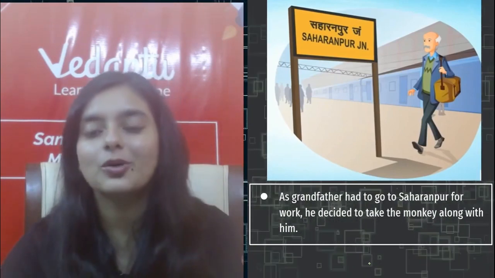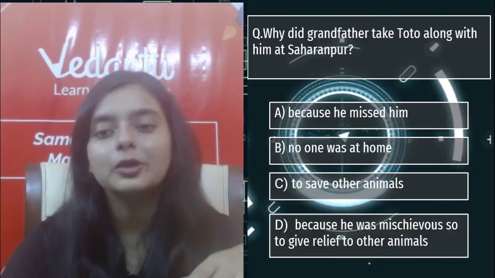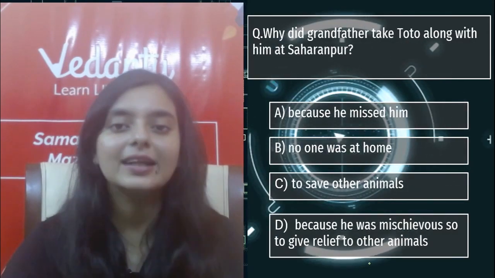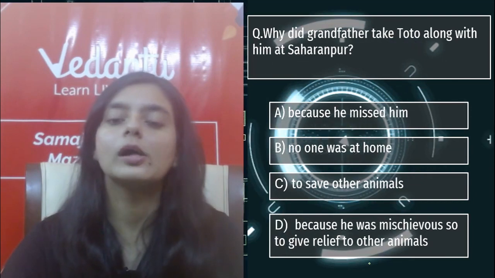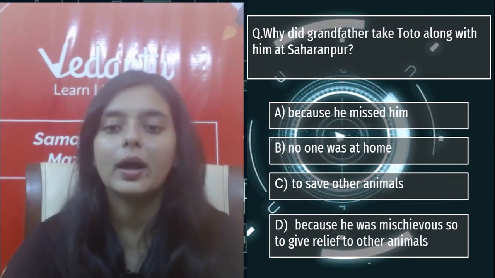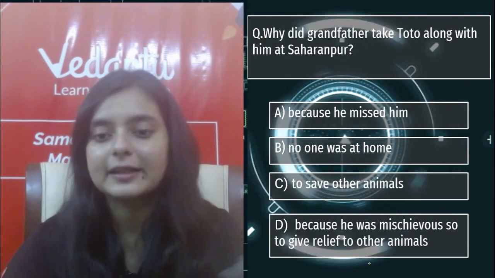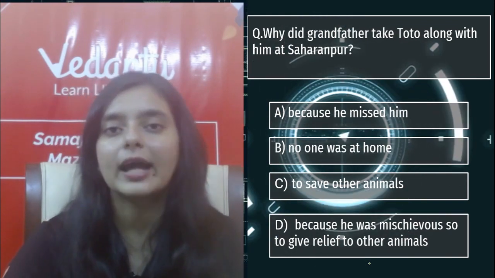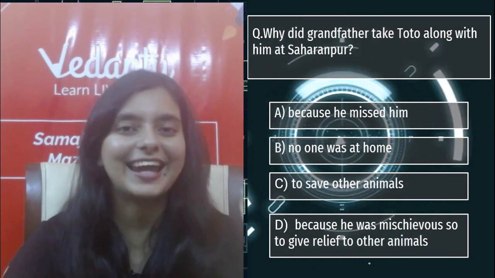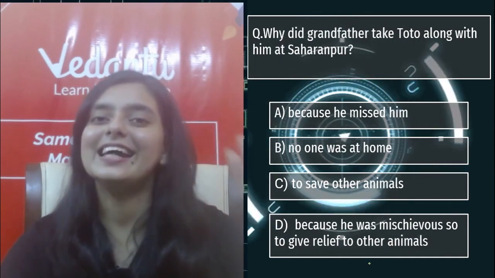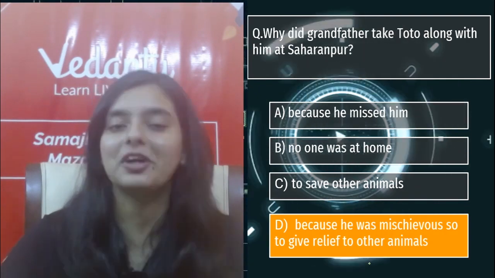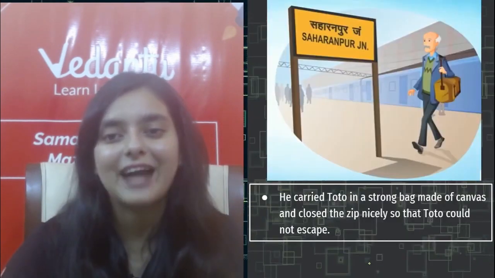And then another adventure, another hilarious act of Toto. When grandfather was going to Saharanpur, he decided to take Toto with him. First, let me have the answer in the chat. Why did grandfather take Toto along with him? Because he missed him, because no one was at home to save other animals, because he was mischievous, so to give relief to other animals. How many of you can give me the answers? Let me check it out, guys. 3, 2, 1. Yes, because he was mischievous, so he wanted to give relief to the other animals.